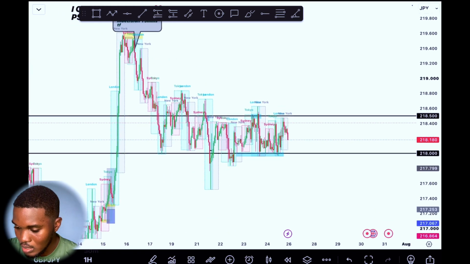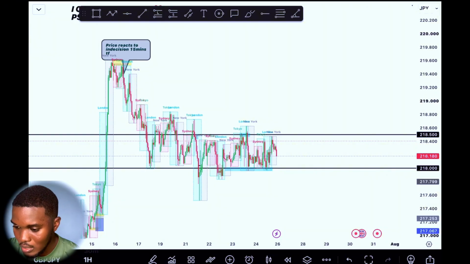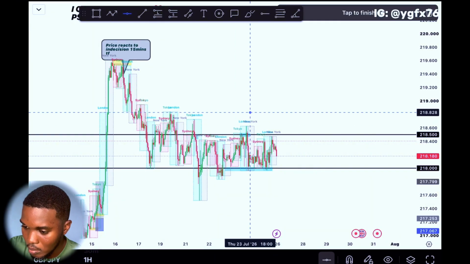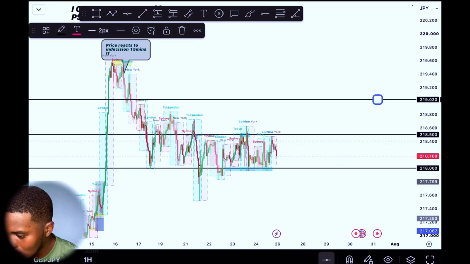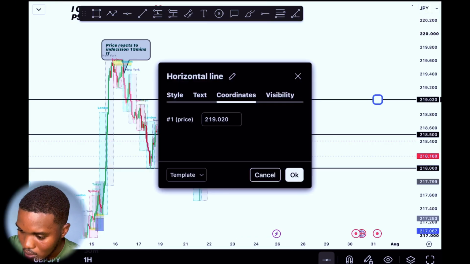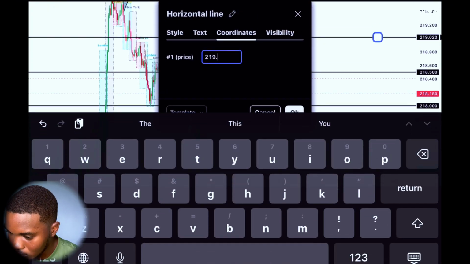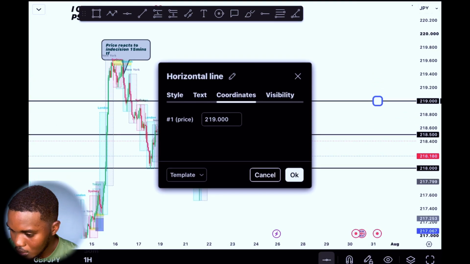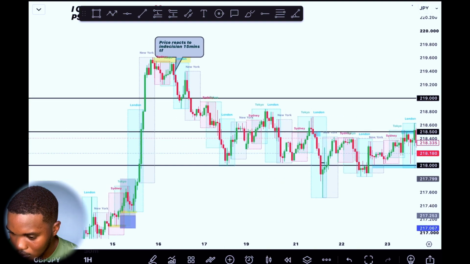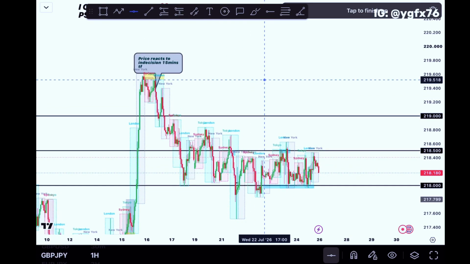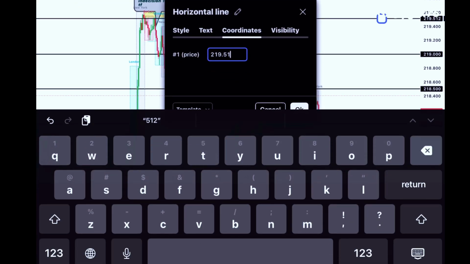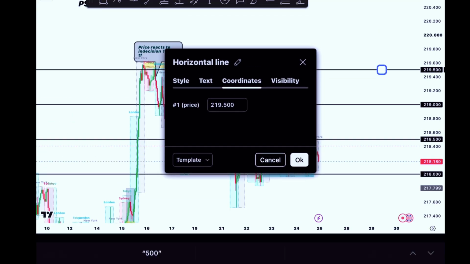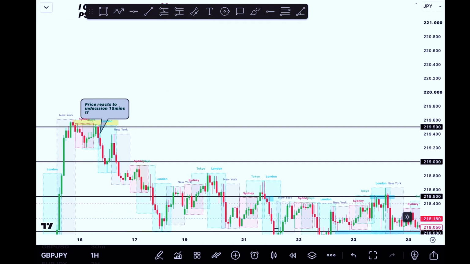Now the market has been ranging. Now let's do about two more upwards, and then let's see. So the next one will be 219.000. And then the next one will be around 219.500. So I have this.